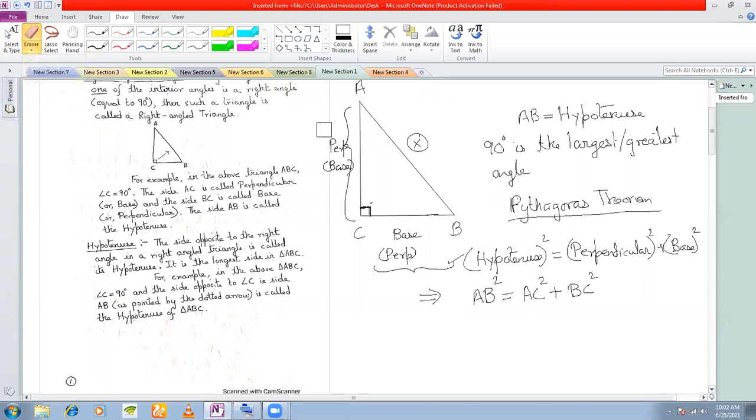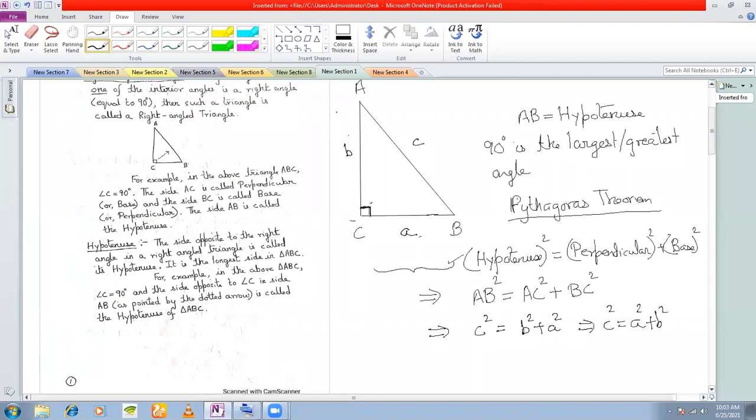Suppose I call the side AC as B, I call the side BC as A, and I call the side AB as C. Then I can write C square is equal to B square plus A square, or C square is equal to A square plus B square, where B is the length of this side, A is the length of this side, and C is the length of this side. Now let us move on to one application.